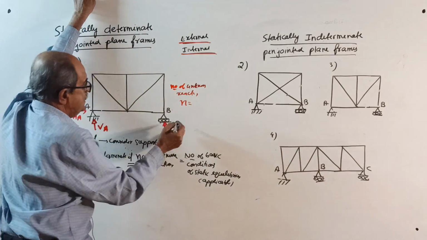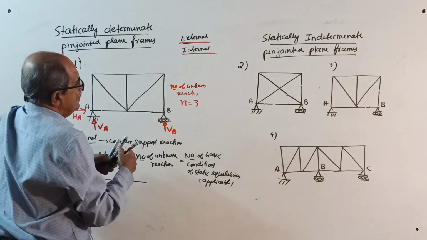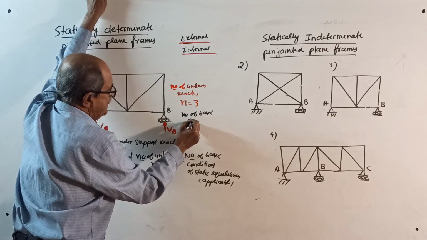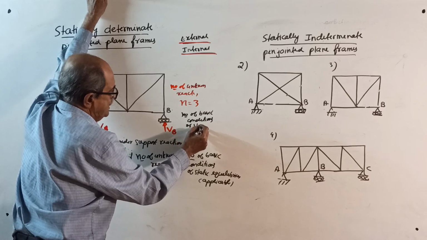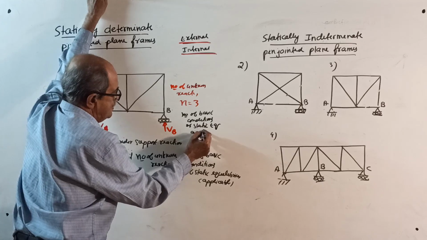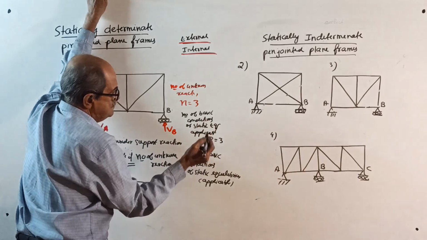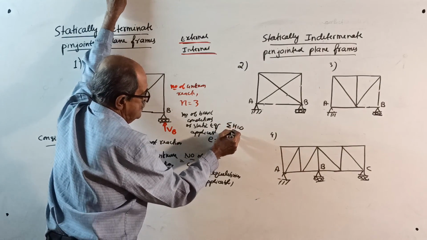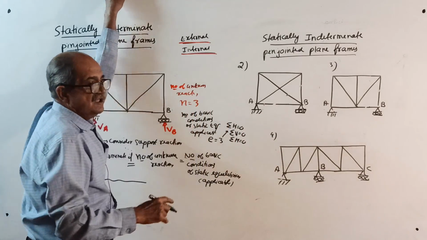I will put N equal to 3. Which one? VA, HA, VB. And the number of basic conditions of static equilibrium applicable, I will tell E equal to 3. Which one? Sigma H equal to 0, sigma V equal to 0, sigma M equal to 0 for coplanar.